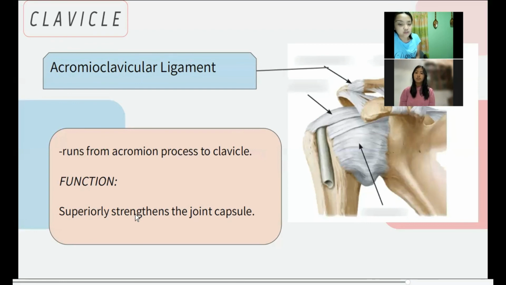So the primary role of these two ligaments that can be found in our clavicle is to ensure that the clavicle moves with the scapula, so that whenever we are protracting or retracting or depressing our shoulders, our clavicle will move with the scapula through these two ligaments.